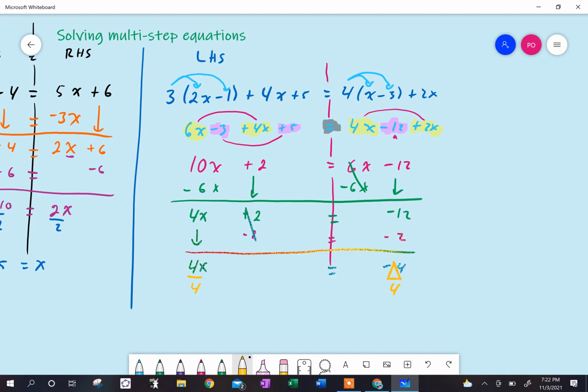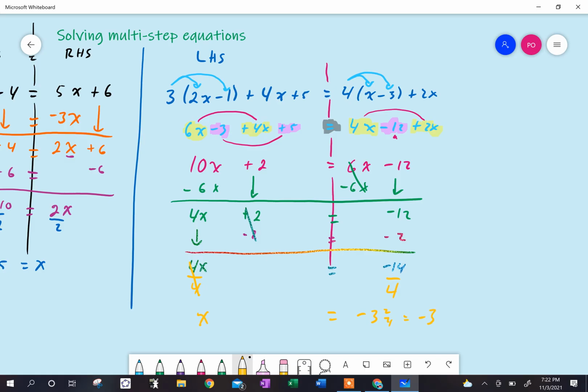Whoa, what just happened there? I'm going to divide both sides by 4. So x is equal to negative 14 divided by 4, which is negative 3 and 2/4, which is the same as negative 3.5.